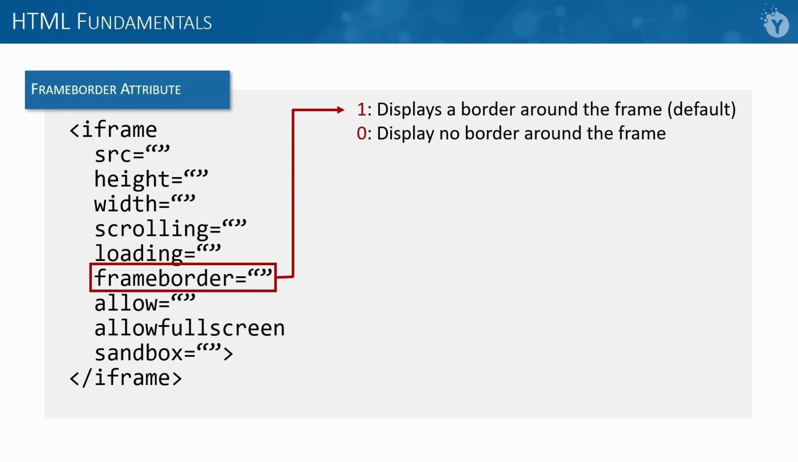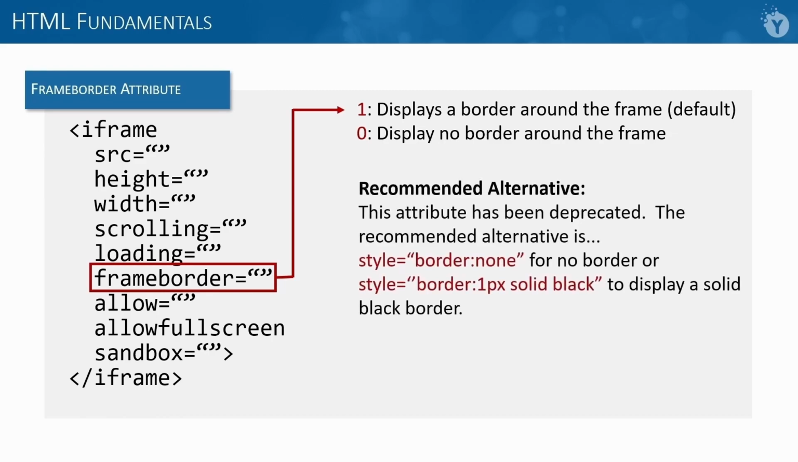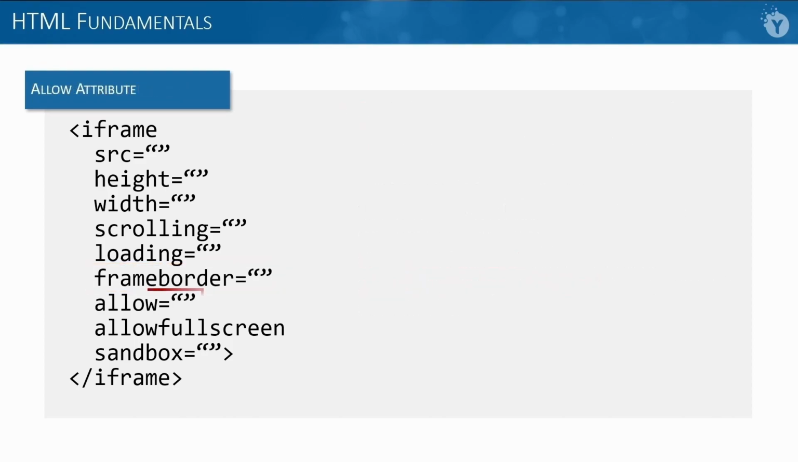0 means it won't. As I mentioned though, this attribute has been deprecated, which means there are newer and better ways to do it. The recommended alternative is to use the style attribute's border property instead. Setting that to none will have the same effect as setting the frame border to 0. Again, we'll cover the style attribute including the border property in much more depth later in the course. Next on the list is the allow attribute. This tells the browser what the web page within the iframe is and isn't allowed to access.